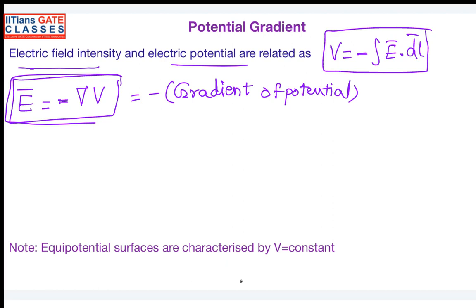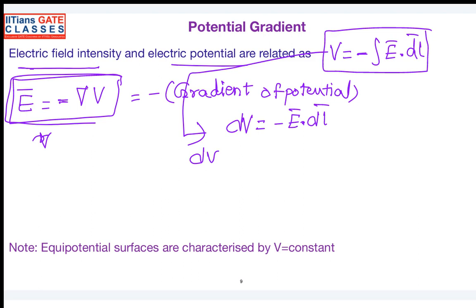Now, just for an example, consider the potential varies only in one direction. Let me say it has only an x direction, right? So if you take the differentiation in that case, what will happen? The differential potential is equal to minus E dot dl. I was assuming that there is only one variation happening. So what is the meaning of that? dV is equal to minus E dot dl, and the product of a bar dot b bar will be ab cos theta.